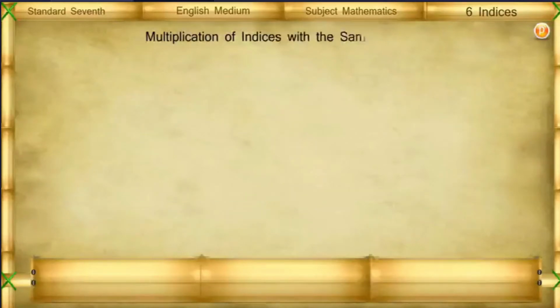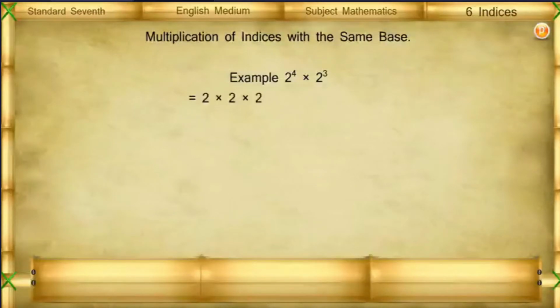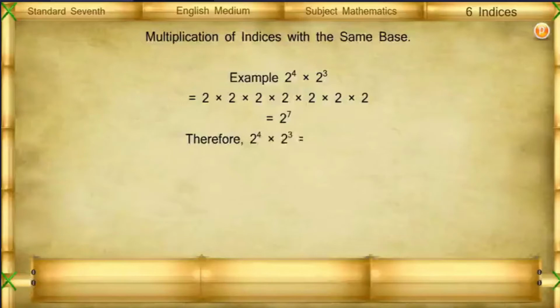Multiplication of indices with the same base. Example: 2 raised to 4 into 2 raised to 3 is equal to 2 into 2 into 2 into 2 into 2 into 2 into 2, which is equal to 2 raised to 7. Therefore, 2 raised to 4 into 2 raised to 3 is equal to 2 raised to 4 plus 3 is equal to 2 raised to 7.